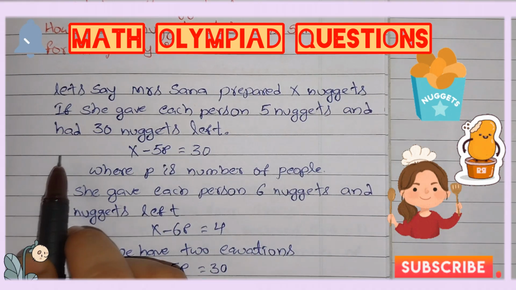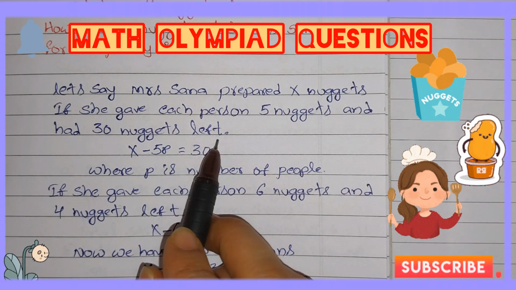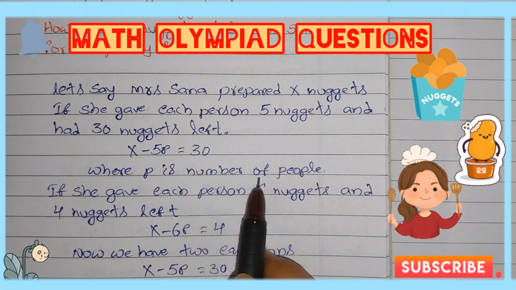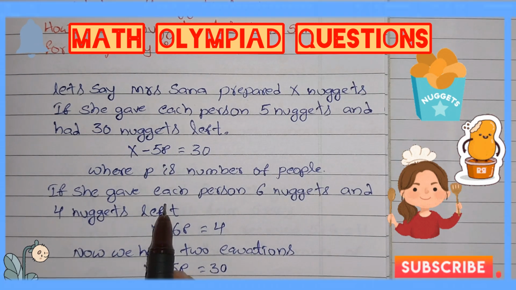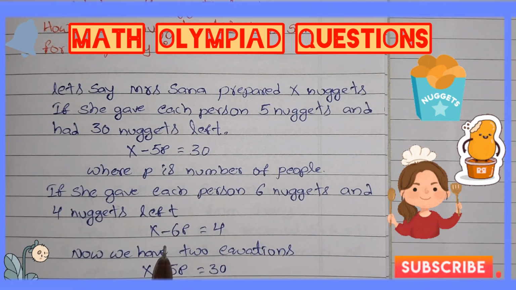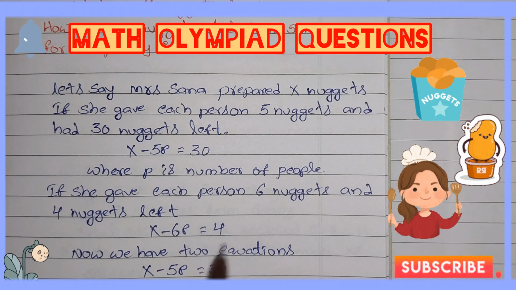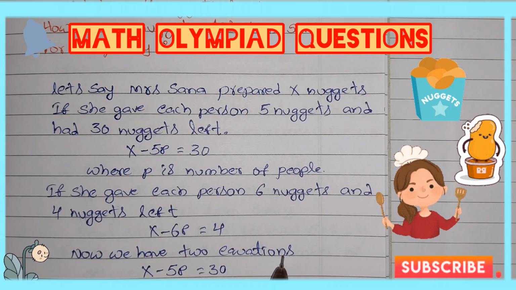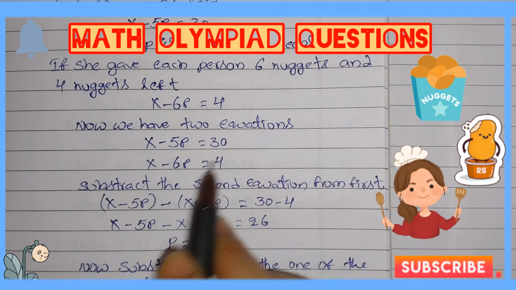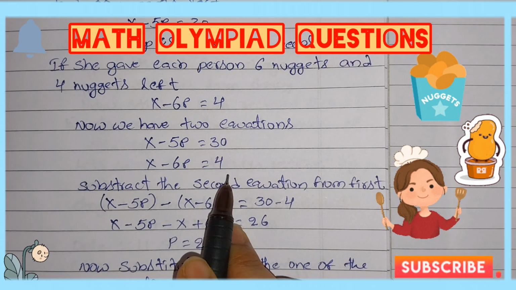If she gave each person 5 nuggets and had 30 nuggets left, X minus 5p equals 30, where p is the number of people. If she gave each person 6 nuggets and 4 nuggets left, X minus 6p equals 4. Now we have two equations. X minus 5p equals 30, X minus 6p equals 4.